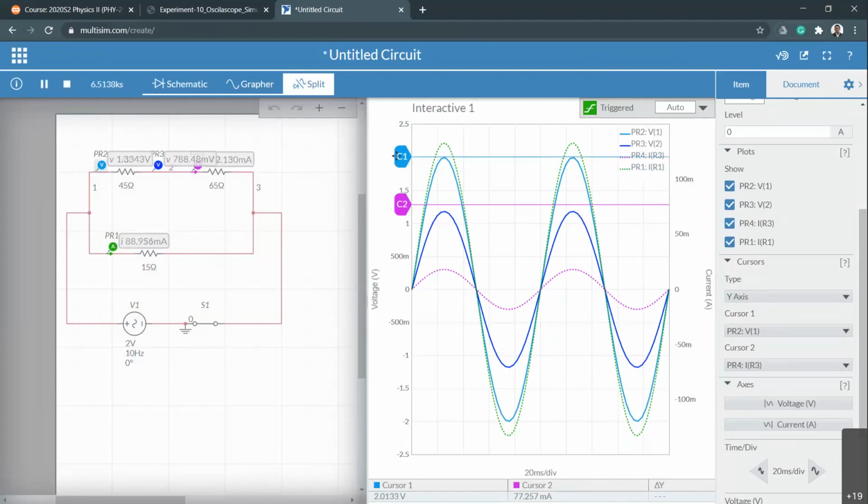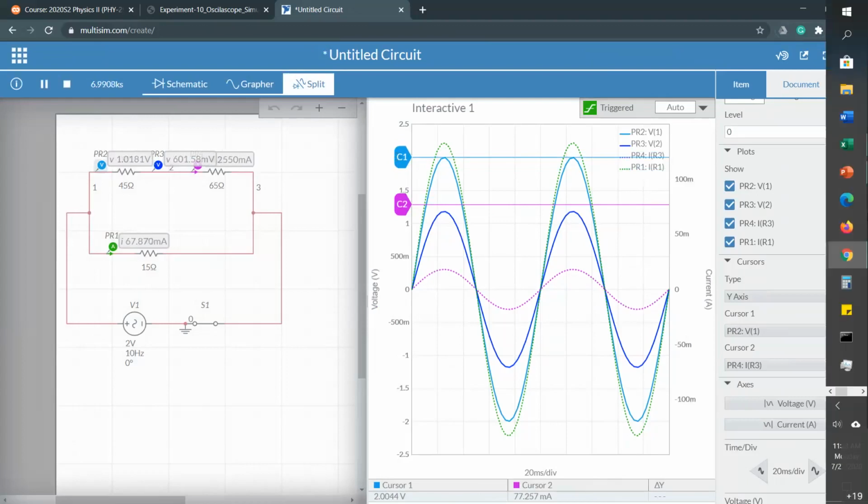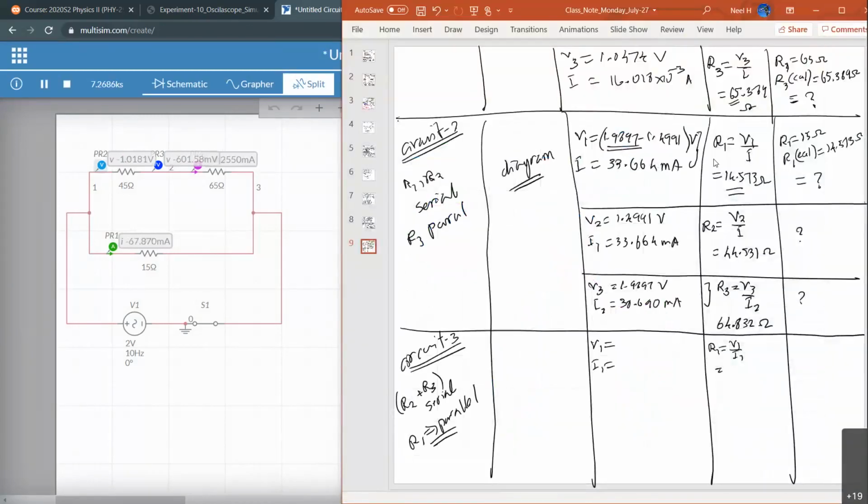That should be very close to 2 volt, but there's a reading error, so we have 2.0044. Let's read that one, that's okay. That will be our reading error. So now what we have, V1 is 2.0044 volt. Now I need the current passing through that.